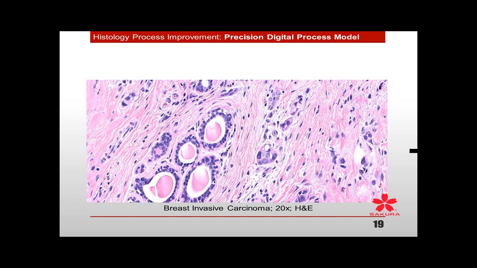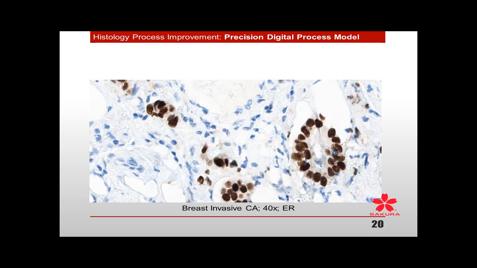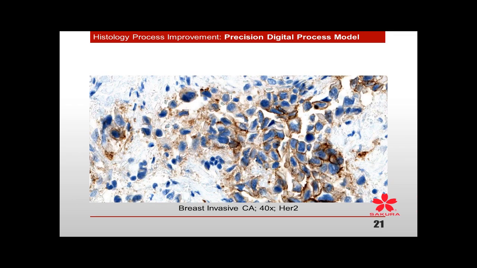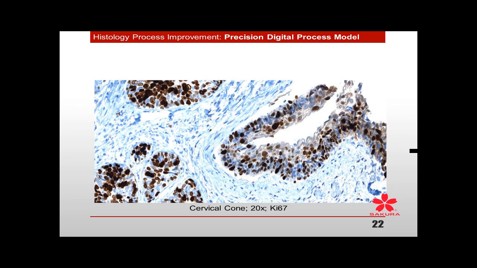A couple of slides, the digital, what you can do, what you should be able to achieve. Here's some breast tissue. You've got to have good processing, good staining. It's got to be consistent each and every time. Breast invasive CA with ER. You want crisp, clean. Digital can enhance that, make it easier for the pathologist to come to a decision. And again, just some quick examples are HER2 in breast, cervical cone, another antibody.